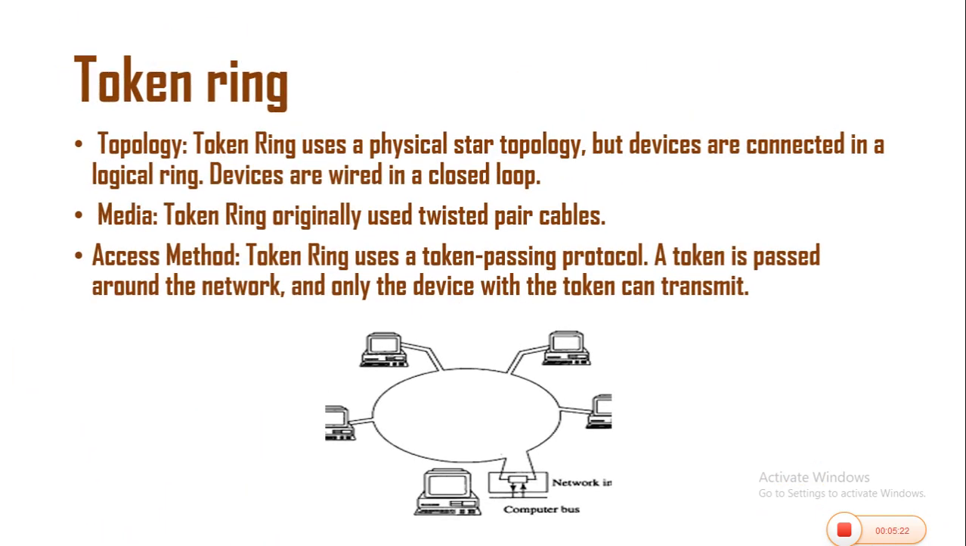Let's compare this with the token ring. The token ring topology uses a physical star topology, but devices are connected in a logical ring. Devices are wired in a closed loop. The token ring media type uses twisted pair cable. The access method: token ring uses a token passing protocol. The token is passed around the network, and only devices with the token can transmit.